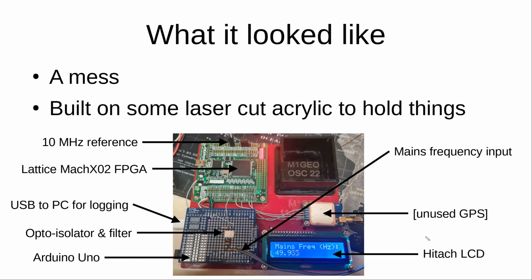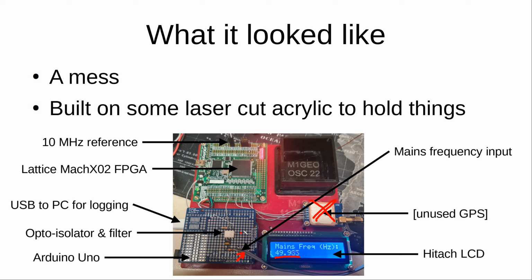So what that looked like in the shack is a bit of a mess. I quite often use pieces of laser cut acrylic, this red sheet here and this black bit, to do different projects, and these are things that have been used before. You can see here there's a GPS module that's unused in this project, but I've used it for previous things before. You can see here the mains frequency that we're reading, so 49.9 something on the little LCD, and the mains frequency is coming in here on this grey cable.